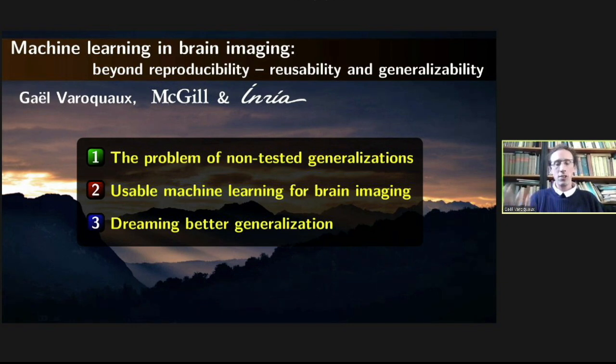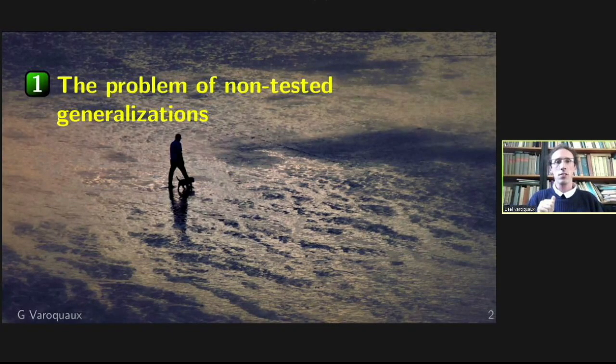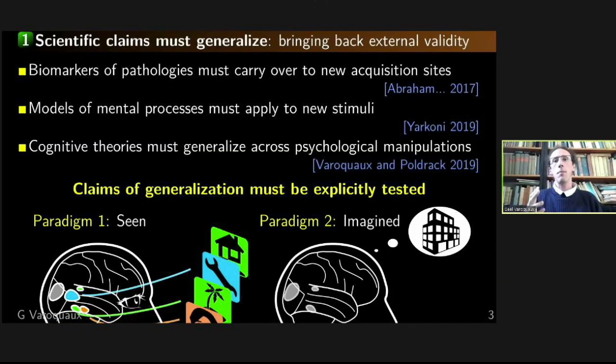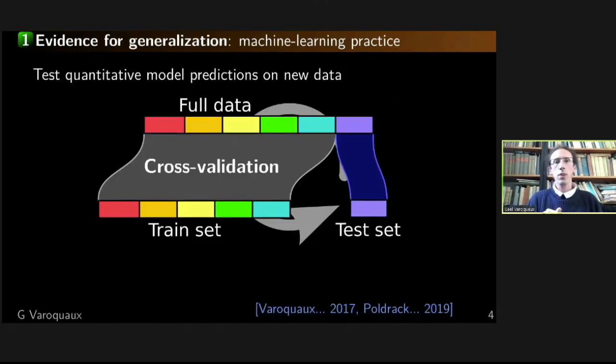So what's the problem of non-tested generalizations? Any scientific claim must generalize. For instance, biomarkers of pathologies should carry over to new acquisition sites. Models of mental processes must apply to new stimuli, and cognitive theories should generalize across psychological manipulations. So claims of generalization should be explicitly tested. For instance, generalizing from one paradigm to another.